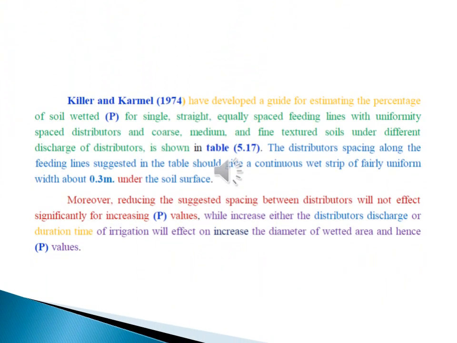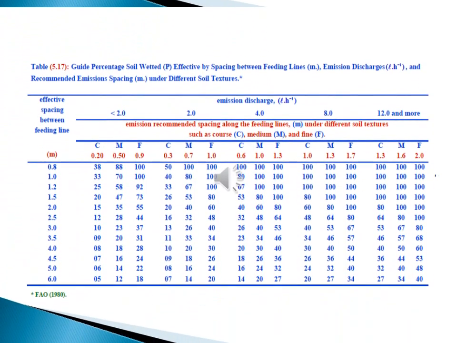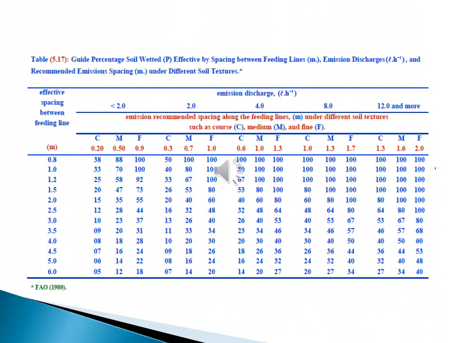Keller and Karmeli have developed a guide for estimating the percent of soil wetted, P, for single and three equally spaced feeding lines with uniformly spaced distributors in coarse, medium and fine texture soil under different discharges of distributors, as shown in the enclosed table. The table shows the guide percent of soil wetted P as affected by spacing between feeding lines, emission discharge, and recommended emitter spacing under different soil textures.